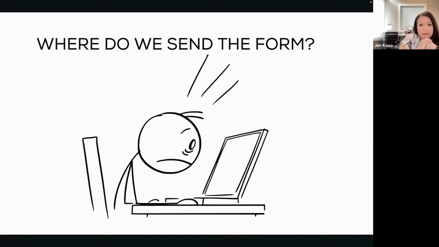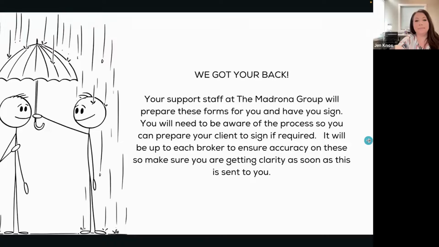All right, now that we've gone ahead and signed this form, where do we send this form? Don't you worry. So here at the Madrona Group, John L. Scott, your support staff will be the one preparing the forms for you to sign. They will have you sign them. You just need to be aware of the process. So if there's something that comes in where your client does need to sign, like a 40A, you're going to know how that process works and be able to properly explain it to them.